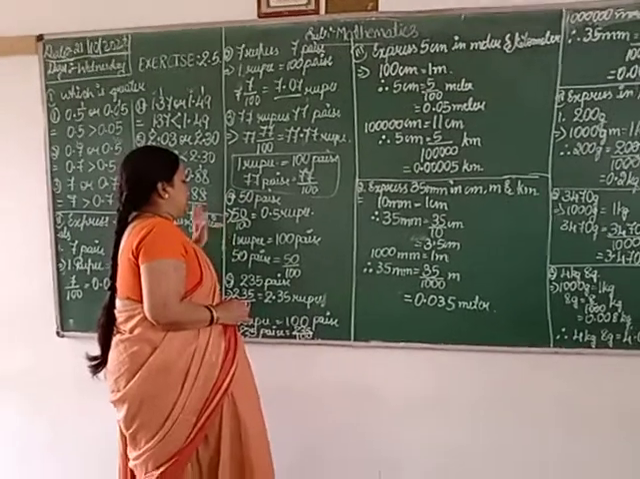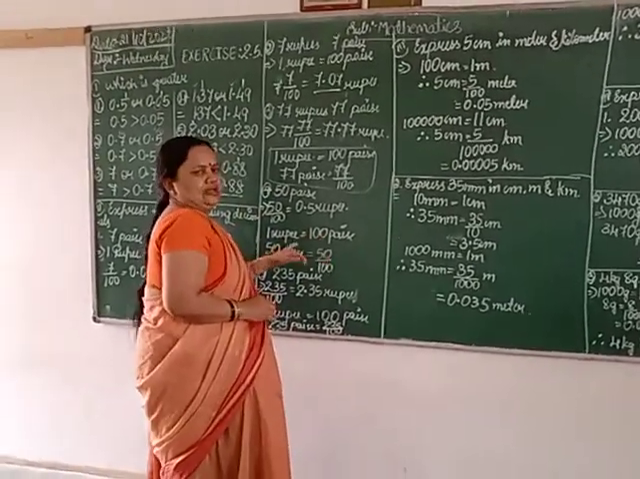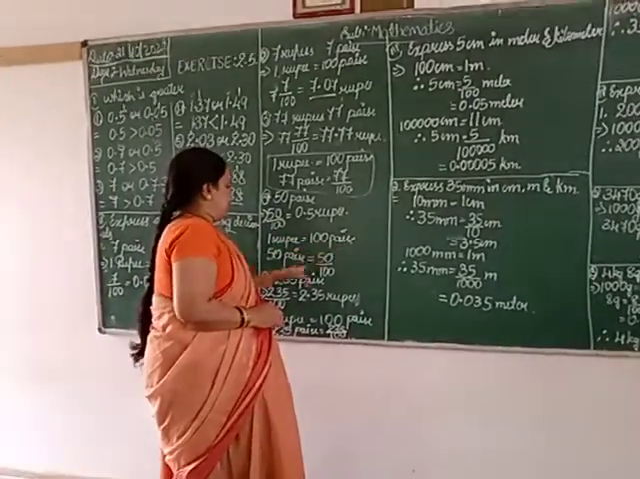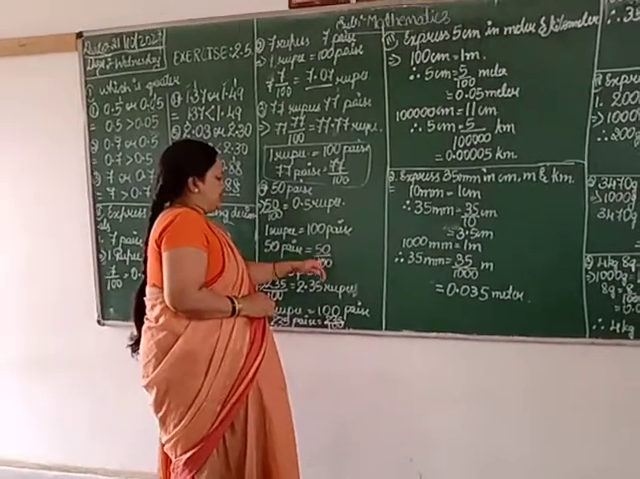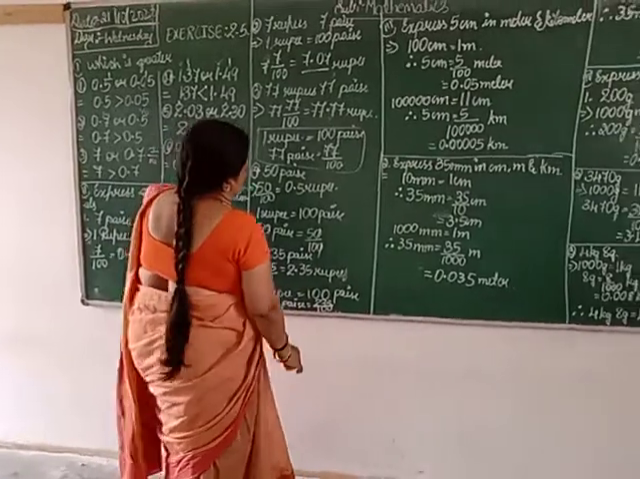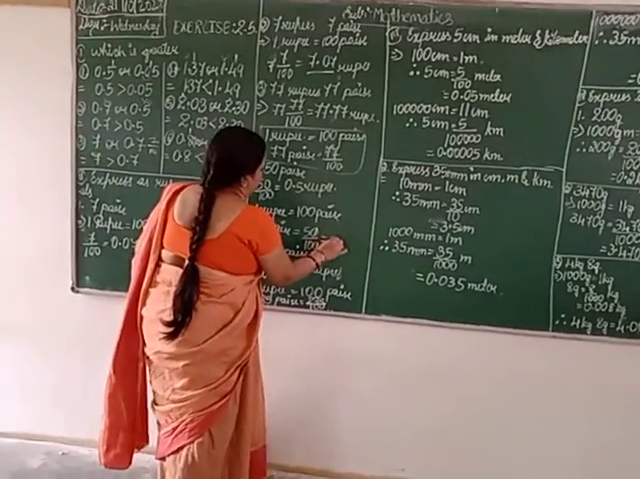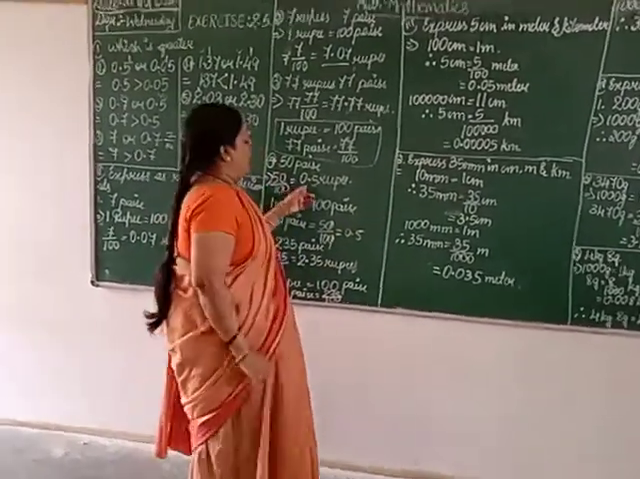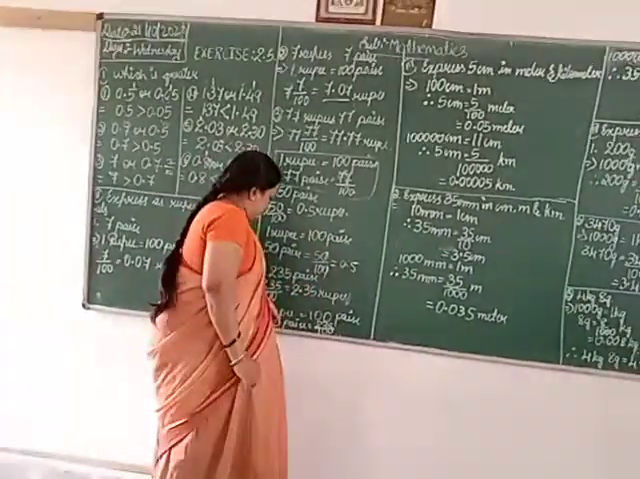So 1 rupee is equal to 100 paise, right? 1 rupee means 100 paise. 50 paise means 50 divided by 100. 50 divided by 100, you know, right? The 0 0 cancels. It comes 0.5. So 0.5 rupee. Understood, children?